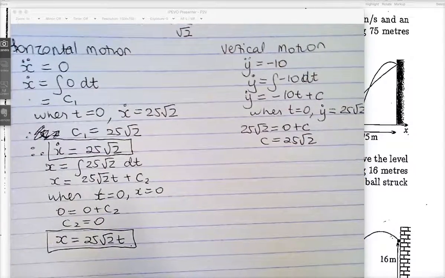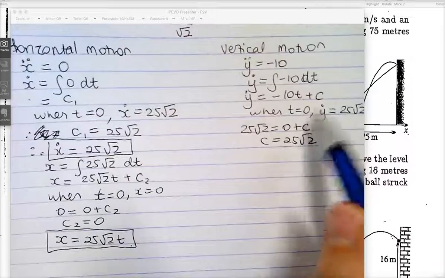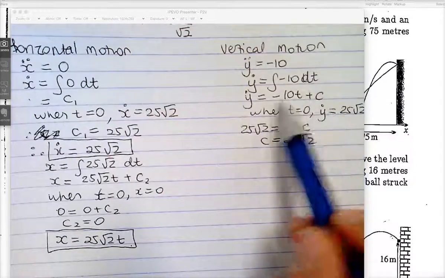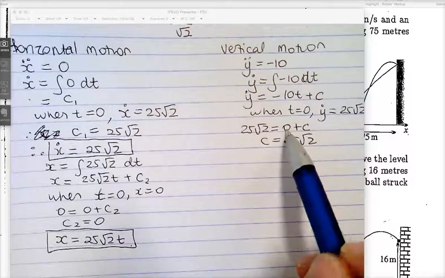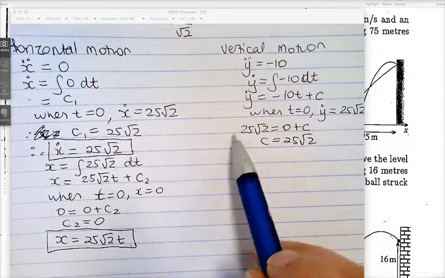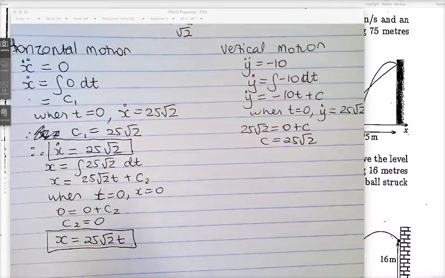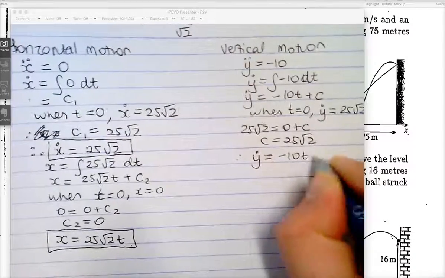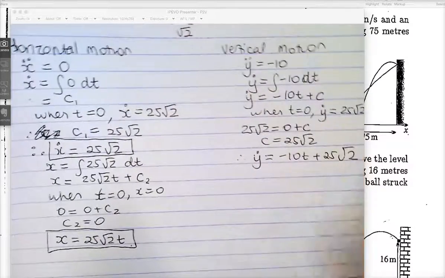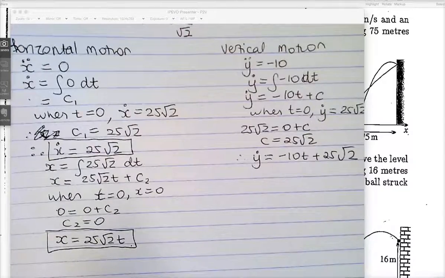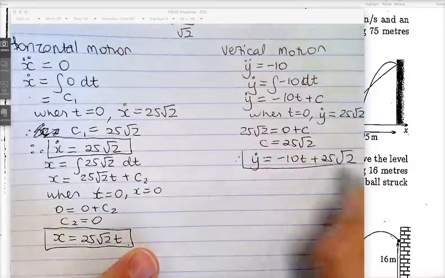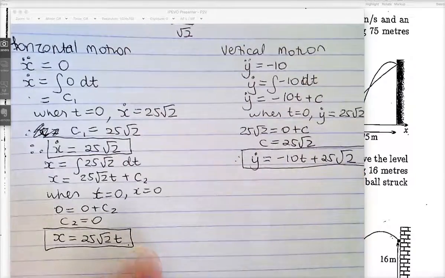Girls, please be careful when you're working out your c, because in the last task, some people got this wrong. Just make sure that you solve properly. If the 25 root 2 was on the other side, it would be negative, so you'd have to take it across. That's positive. So therefore, y dot equals negative 10t plus 25 root 2. That's velocity in the vertical direction. So I'll box that one up because you're going to use that.